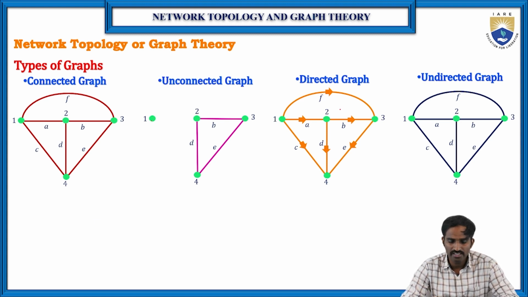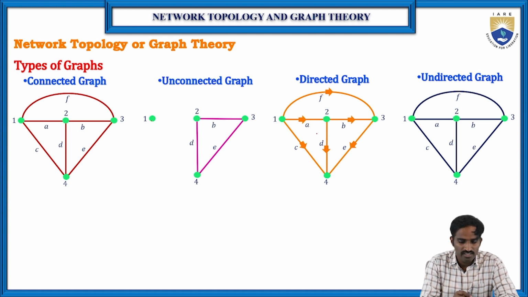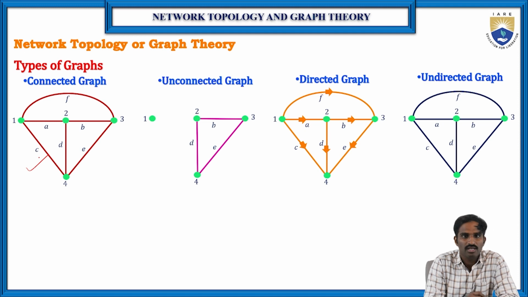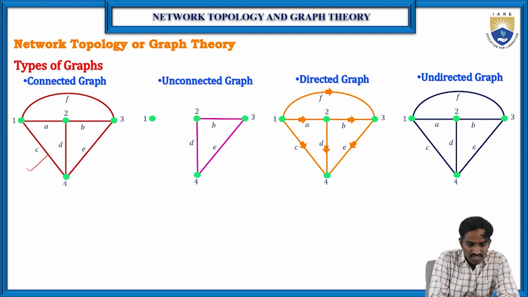A directed graph is nothing but a graph in which the direction is indicated for every branch. Suppose we consider this particular graph. We don't know whether this path is from 1 to 3 or 3 to 1, because there is no direction indicated for it. Here, path is nothing but the branch.